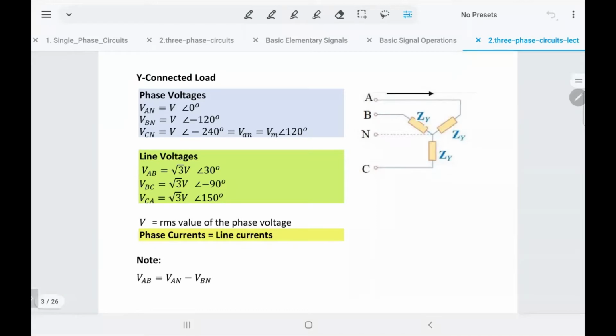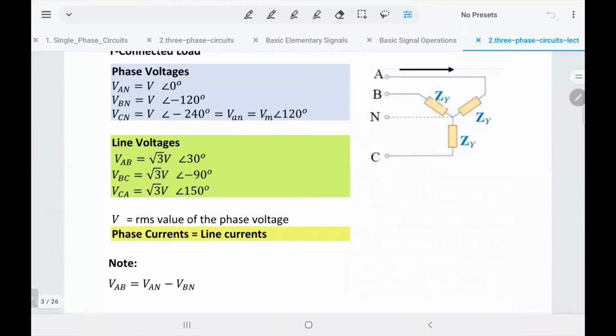Last time we explained star connection for the sources, and we found out that the relationship between the line to line voltage and the phase, as you see in the green box: the line voltage magnitude is equal to square root of 3 times the phase voltage, and shifted by 30 degrees, leading. The line is leading by 30 degrees. And then the rest will be like minus 120.